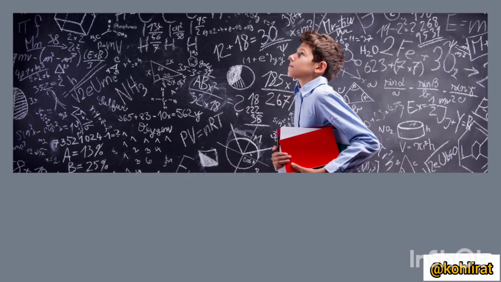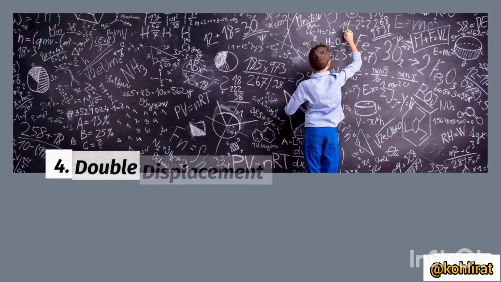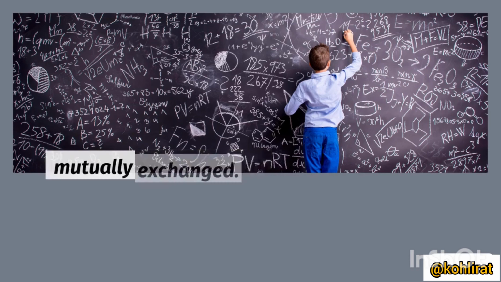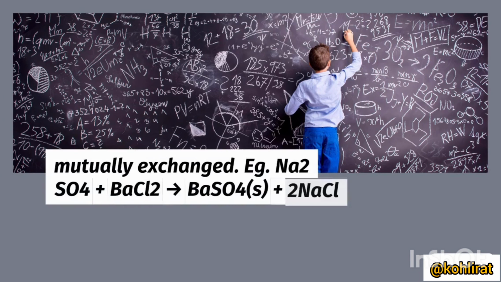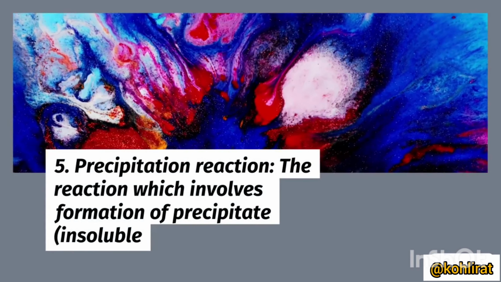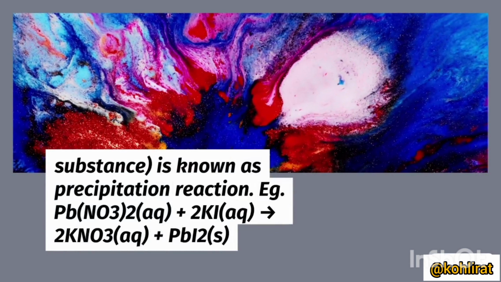4. Double displacement reaction. The reaction in which two different atoms or groups of atoms are mutually exchanged. For example, Na2SO4 + BaCl2 → BaSO4(s) + 2NaCl. 5. Precipitation reaction. The reaction which involves formation of a precipitate, an insoluble substance, is known as a precipitation reaction. For example, Pb(NO3)2 + 2KI → 2KNO3 + PbI2(s).